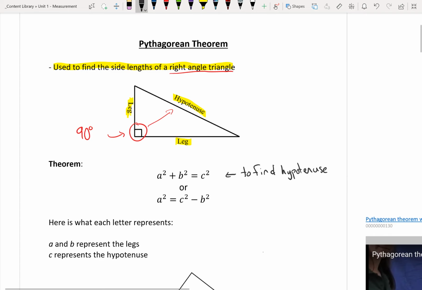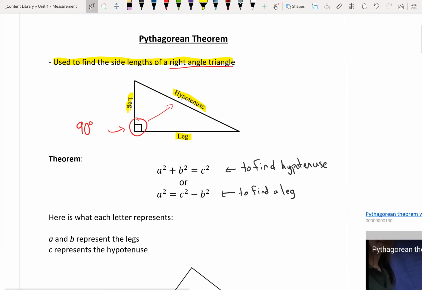And the second one, a squared equals c squared minus b squared, this is what we use to find a leg. So any one of those legs from the diagram up top, if we want to find that length, we use the bottom formula. And what each letter represents, A and B represent our legs.